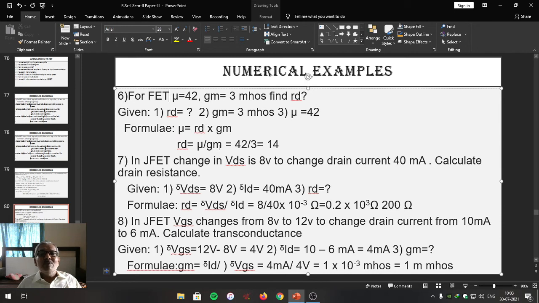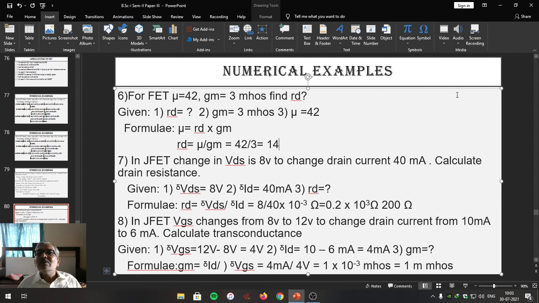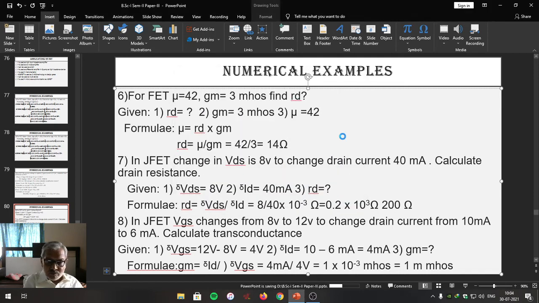Formula again same, mu is equal to rd into gm. Therefore, rd is equal to mu upon gm. Mu is 42 upon 3, that comes to be 14 ohm. So its value comes to be 14 ohm.